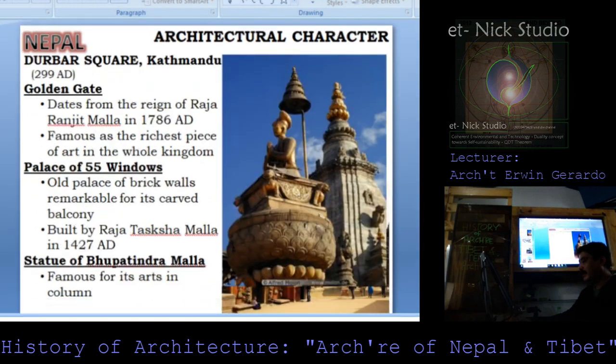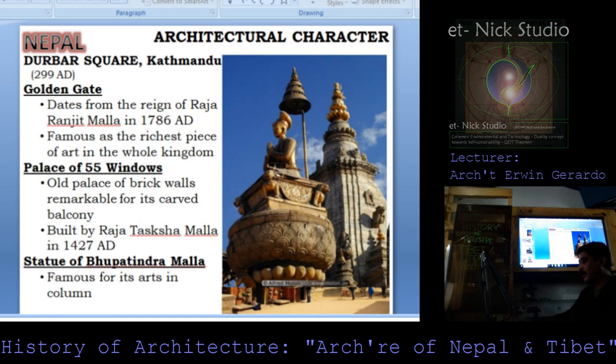Nepal's architectural character. Durbar Square, Kathmandu. The Golden Gate dates from the reign of Raja Ranjit Malla in 1786 AD, famous as the richest piece of art in the whole kingdom. The Palace of 55 Windows, an old palace of brick walls, is remarkable for its carved balcony, built by Raja Yaksha Malla in 1427 Anno Domini. The statue of Bhupatindra Malla is famous for its art in the column.